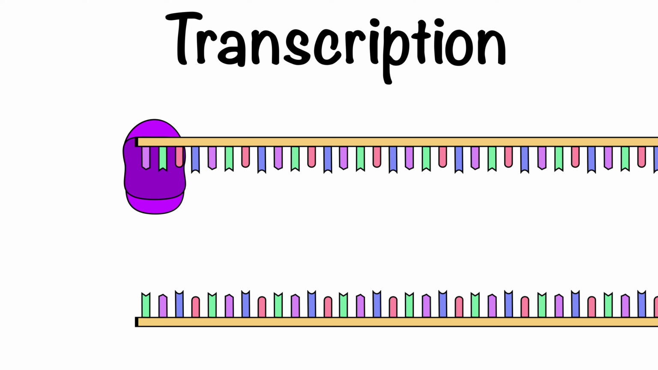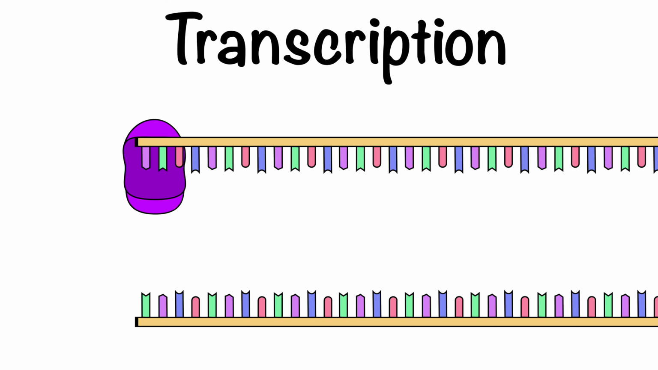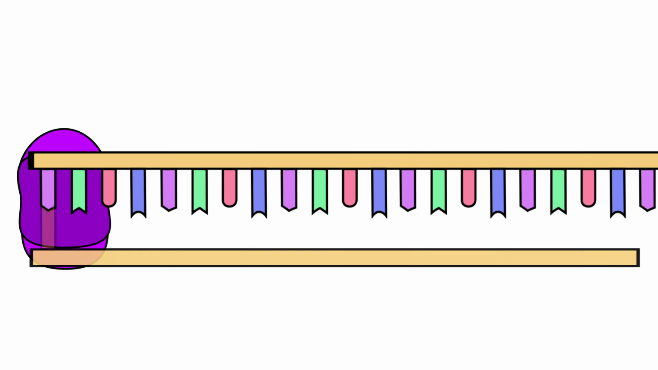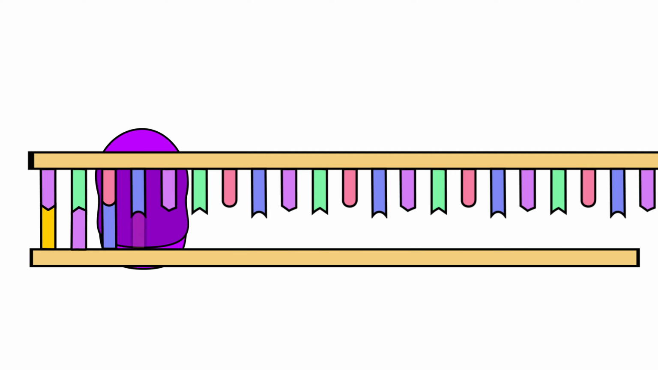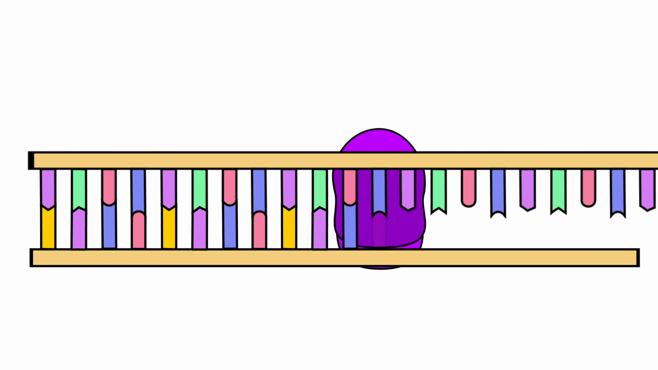The two strands of DNA are named based on whether they will be used as templates for RNA or not. The strand that is used as a template is called the template strand, which also can be called the antisense strand. The sequence of bases on the opposite strand of DNA is called the non-coding or sense strand. Once the DNA has opened and the RNA polymerase has attached, the RNA polymerase moves along the DNA, adding RNA nucleotides to the growing mRNA strands.